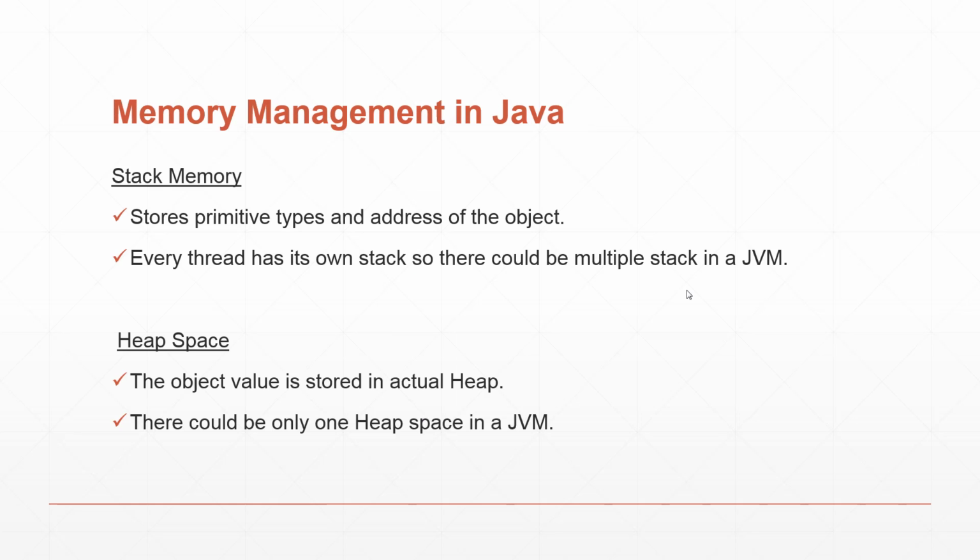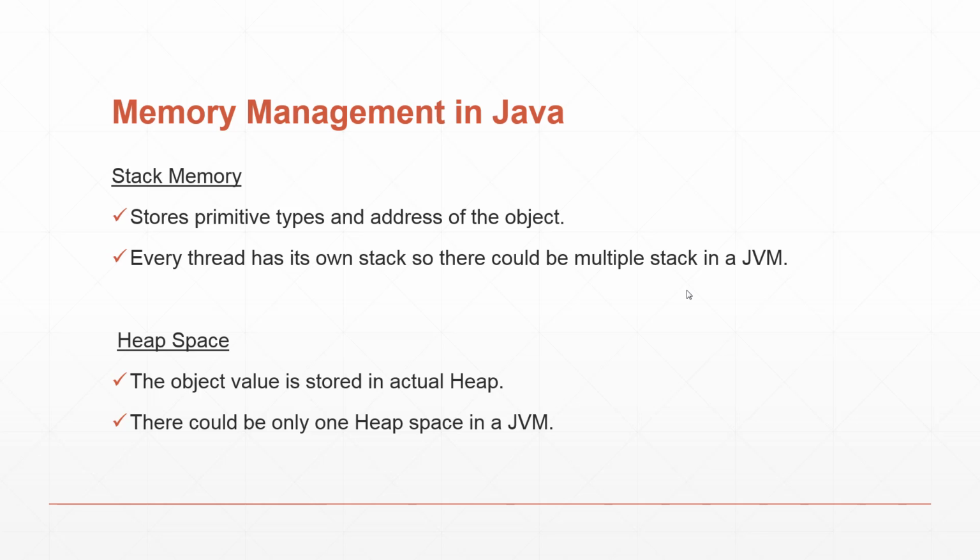In this section, we'll be covering two types of memory used in Java. They are called the stack memory and the heap memory. The primary difference is that stack memory basically stores primitive data types and the address to the object. The actual object is stored in heap memory.